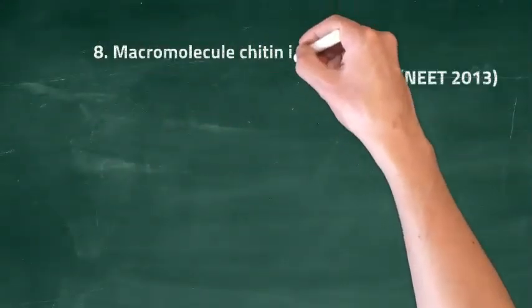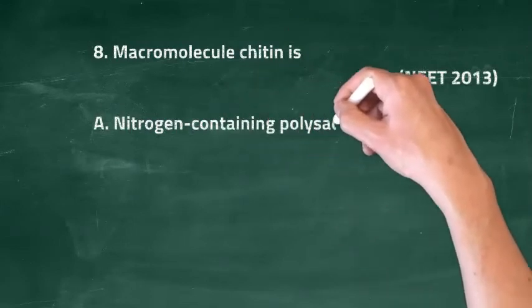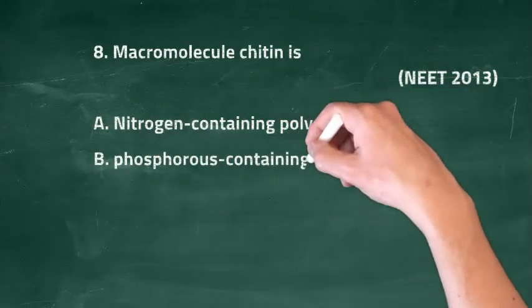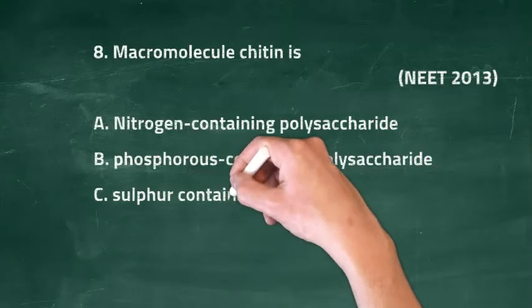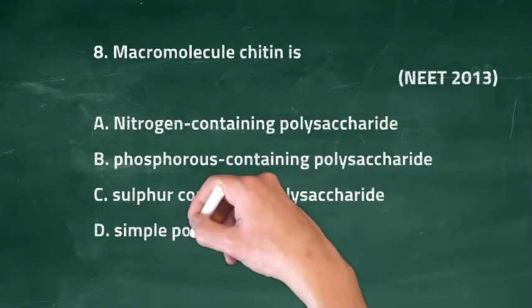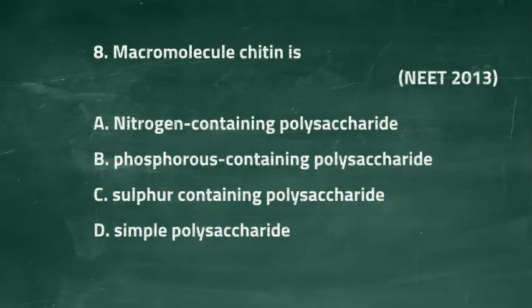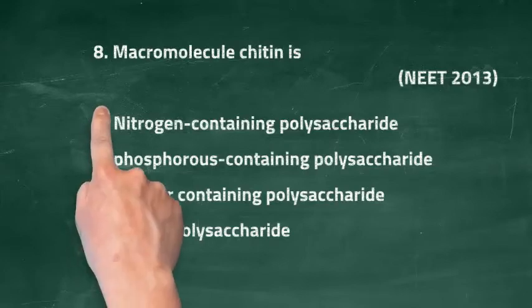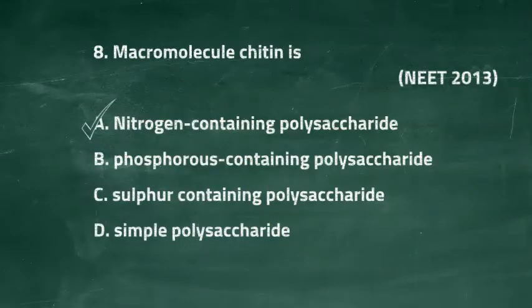Question 8. The macromolecule chitin is option A, nitrogen-containing polysaccharide, option B, phosphorus-containing polysaccharide, option C, sulfur-containing polysaccharide, and option D, simple polysaccharide. The right answer is option A, nitrogen-containing polysaccharide.